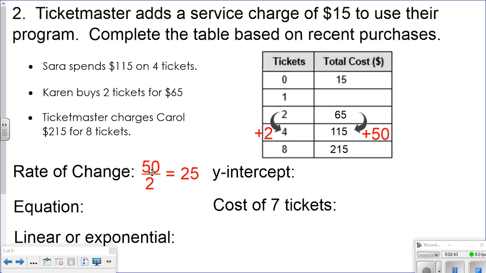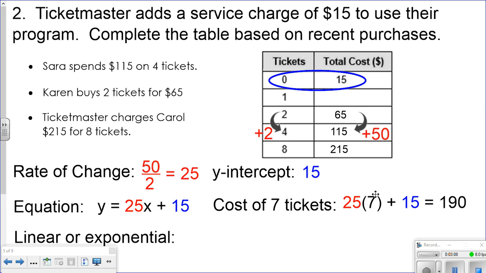So looking for our rate of change, look at the change in y, which is 50, over the change in x, which is 2, which means our rate of change is 25, which means each ticket is $25. Our y-intercept, when we buy 0 tickets, is still $15. That's the service charge. Our equation is y equals 25x plus 15. We can put in 7 into our equation for x and multiply $25 per ticket times 7 plus the $15 service charge is $190. So we can tell that this is linear.